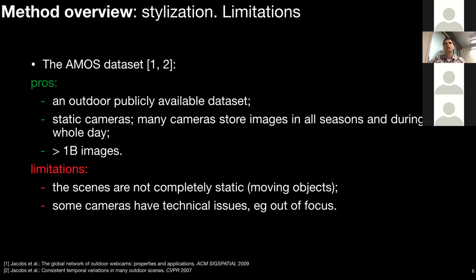So, if we just touch this third direction, there are several options. The first data set is the Amos data set. It's quite huge and a constantly growing, publicly available data set. It represents outdoor scenes captured by static cameras. We store images in all seasons and during the whole day. However, the data set has its own limitations, such as the fact that the scenes are not completely static and cameras have technical issues. For instance, they are out of focus and have limited dynamic range.